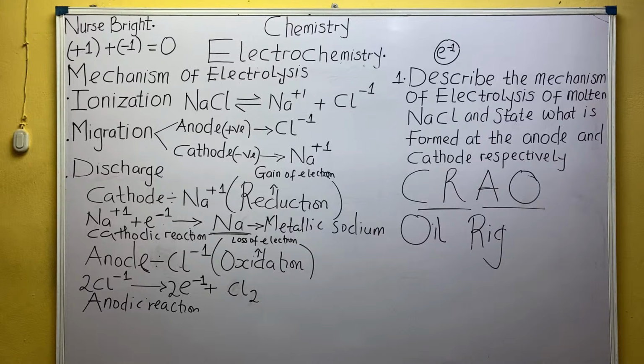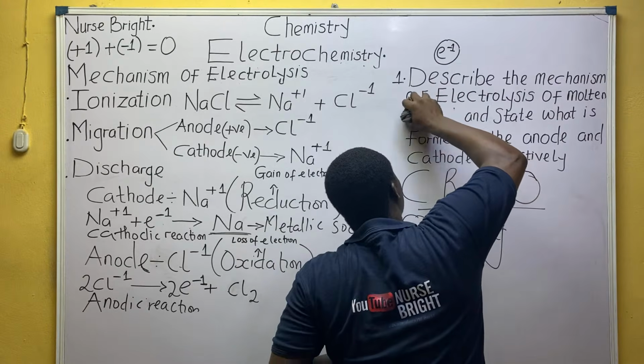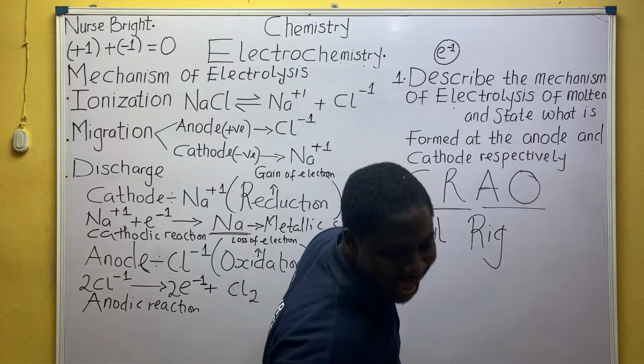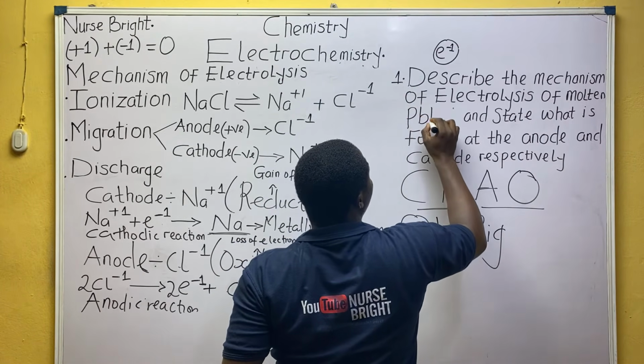All right. I think I've seen one question I want us to work on, and it is on describing the electrolysis of molten lead bromide. Class, it's simple though. It is a very easy one, so I don't want you guys to fear it. All right, describe the electrolysis of molten lead bromide, PbBr2.